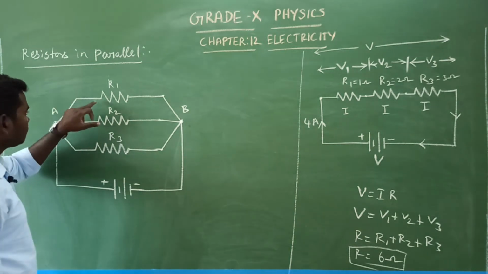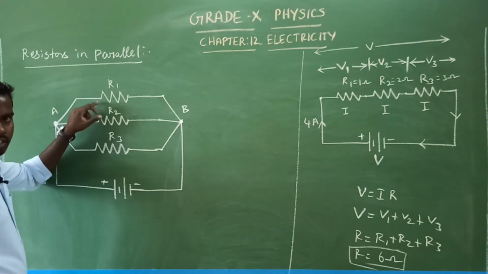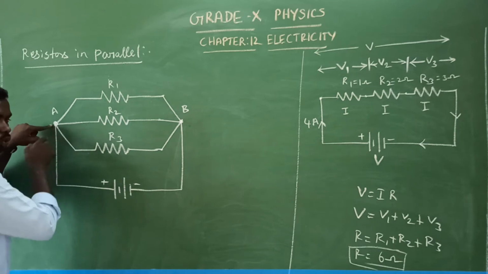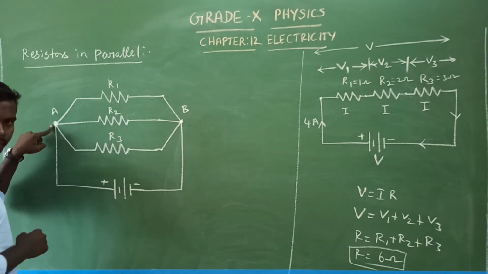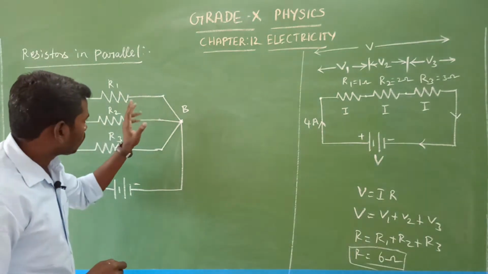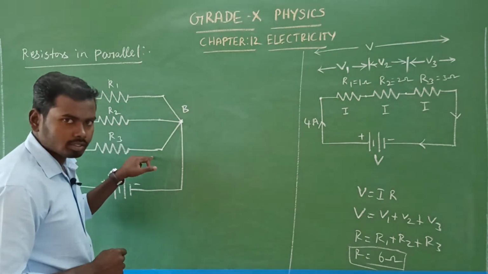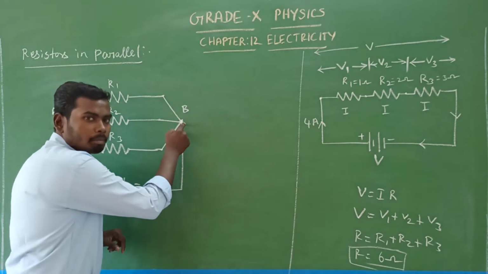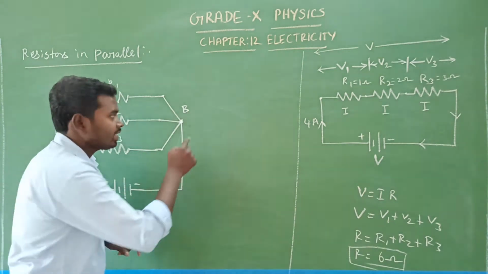Okay, yes. Here, one end of all the resistors, which means the left-hand side, are connected to a single point. That is point A. Am I right? Yes. Next, come to this one. The other end of all the resistors are connected to the same point. That is B.